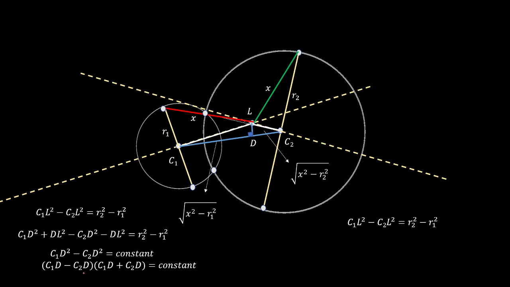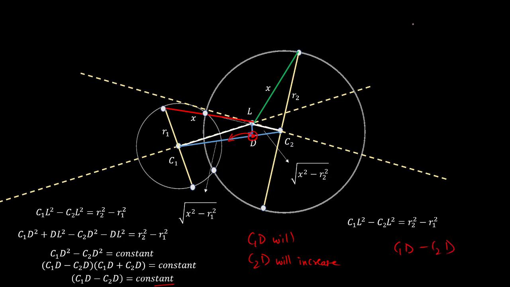and if I do this A square minus B square factorization, I get C1D minus C2D times C1D plus C2D is equal to constant, and C1D plus C2D is another constant. It's C1C2. So let's include that with the constant on the right hand side, and what we get is that C1D minus C2D is constant. Okay, what does that mean? That you can't move the D, because if you move the D, then C1D and C2D both will change, right? And C1D will decrease. Let's say if you move the D on this side, C1D will decrease and C2D will increase, right? And this will give you a different C1D minus C2D, right?